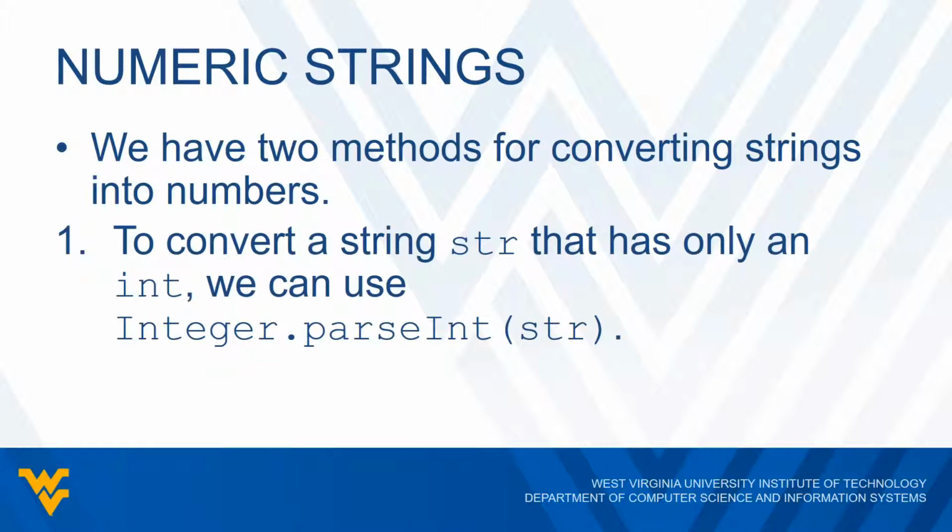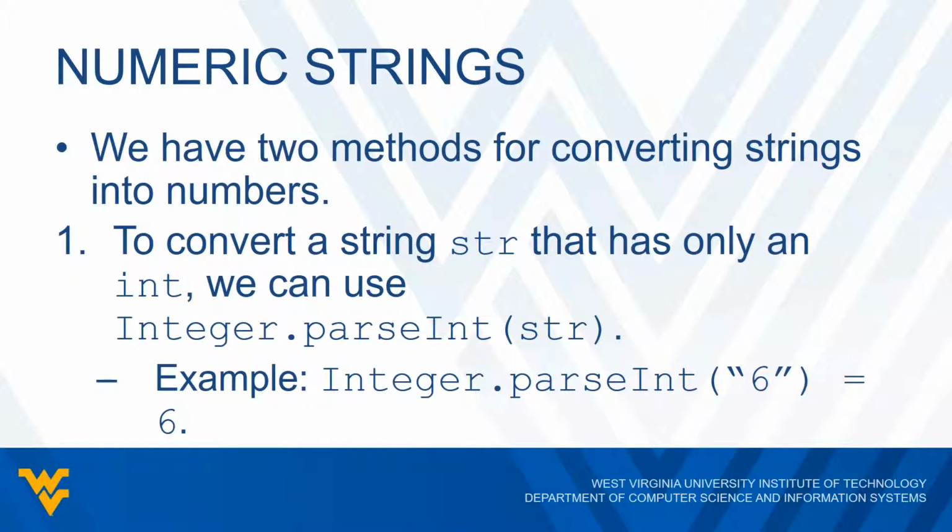So the first approach handles the case where our string is just the number itself. So here is an example. If I want to convert a string that only has an integer, we can use the method Integer.parseInt and pass that string, and that will return the integer that we want. So for example, if I do Integer.parseInt and pass the number 6 as a string, remember it has to be a string, can't be a character, but it has to be a string containing just the number, it will return that number. So in this case, it returns the integer 6.